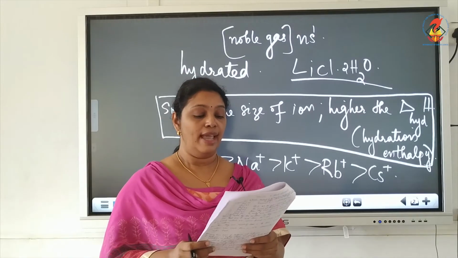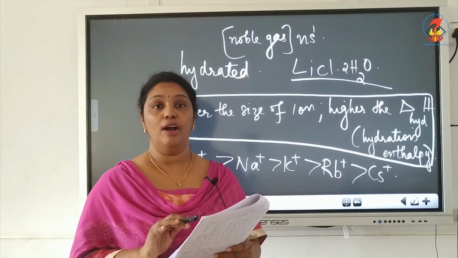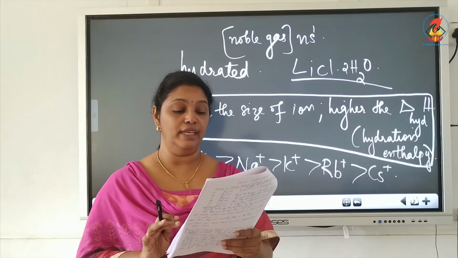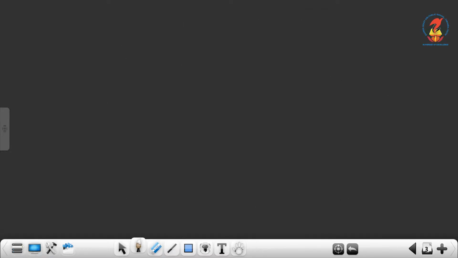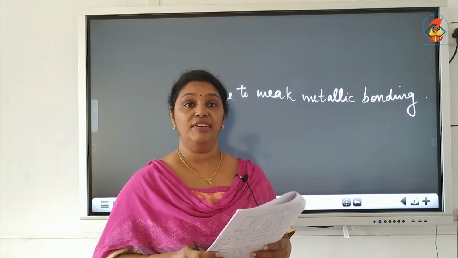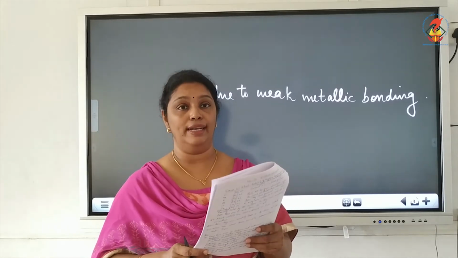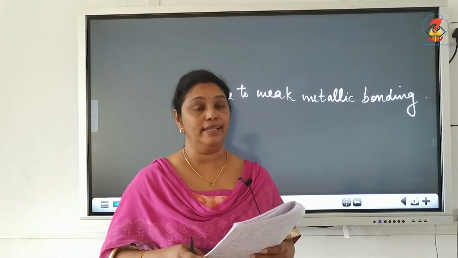Now, next question is, alkali metals have low melting point and boiling point because of weak metallic bonding due to the presence of single valence electron in them. So, these alkali metals have very low melting and boiling point due to weak metallic bonding, and that weak metallic bonding is due to the presence of single valence electron, and cesium has the lowest melting point among the alkali metals.